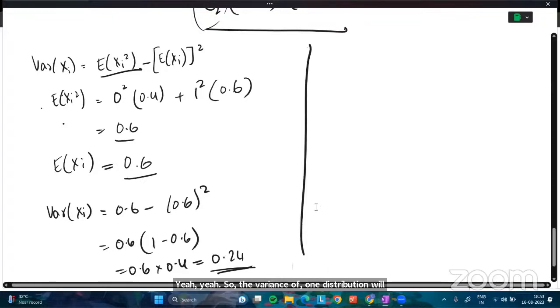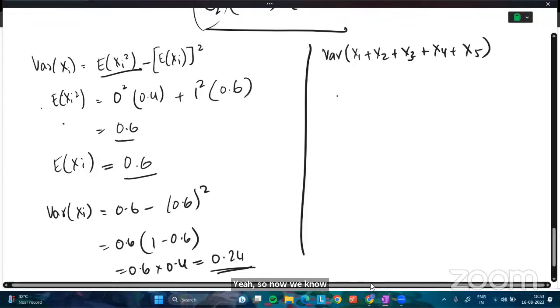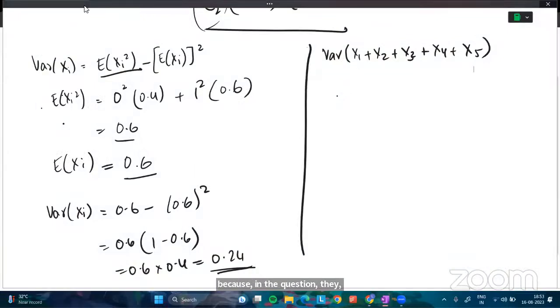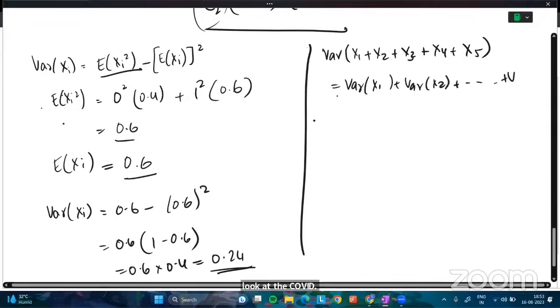Yeah, and now what we have to find is this. We know that all of these are independent because in the question they said that the result of one match is independent of the other matches. So we don't have to look at the covariance terms. We can write this as variance of x1 plus variance of x2 plus so on until variance of x5.